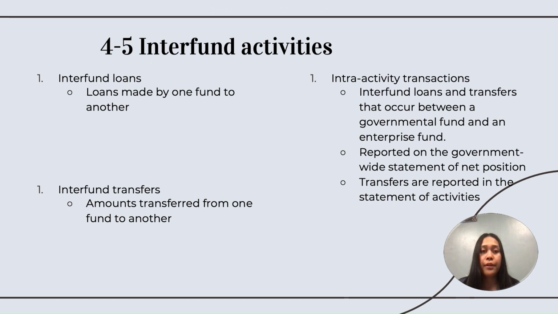Moving on to Learning Objective 5, we discuss accounting for interfund and intra-activity transactions. Number 1, interfund loans. Interfund loans are loans made by one fund to another. The illustration depicts a loan made by the Internal Service Fund from the General Fund of $100,000. Number 2, interfund transfers. Interfund transfers are amounts transferred from one fund to another.